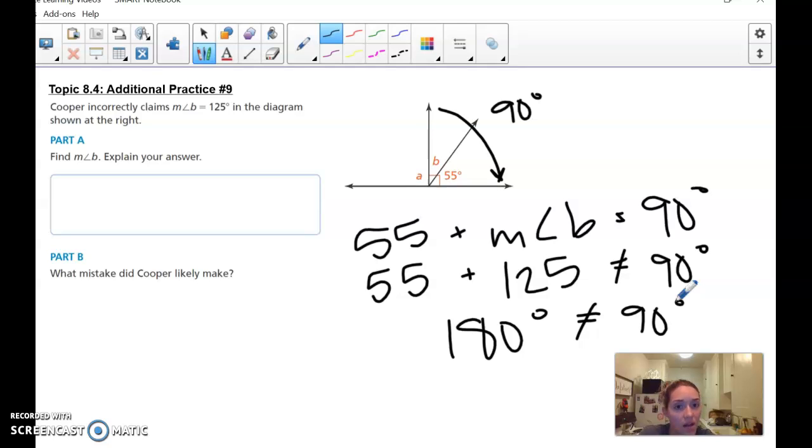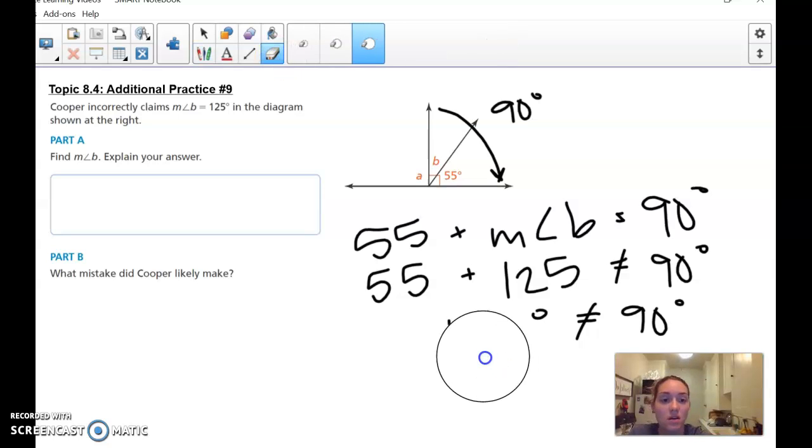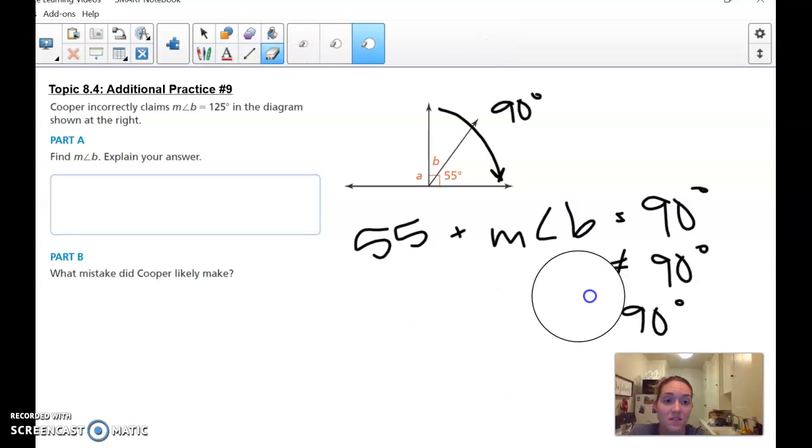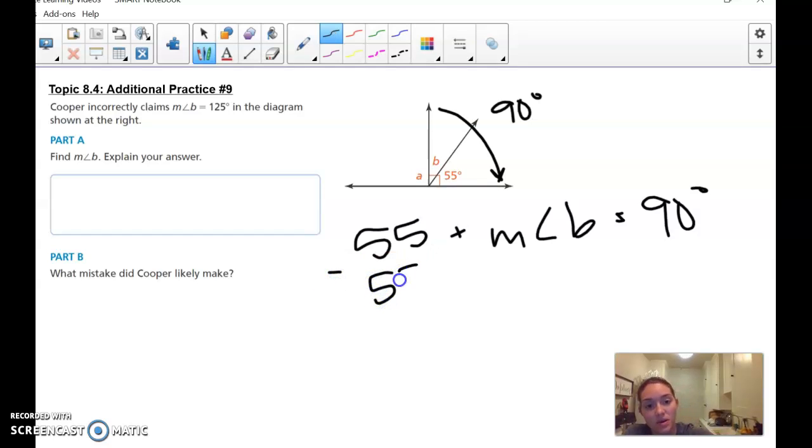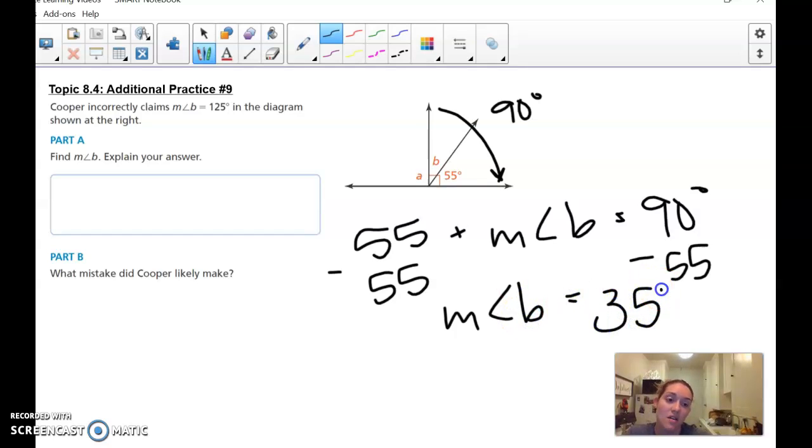So we need to figure out what the measurement of angle B actually equals. Now, if we know that the measurement of angle B plus 55 is equal to 90 degrees, I can just work to solve that problem. So I can subtract 55 from both sides of the equation, and I end up with the measurement of angle B is equal to 35 degrees.